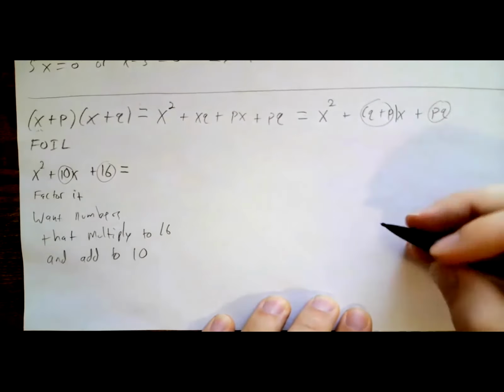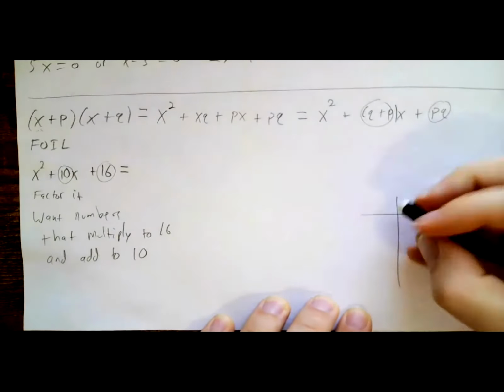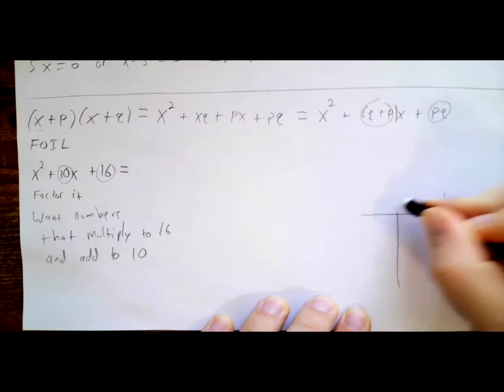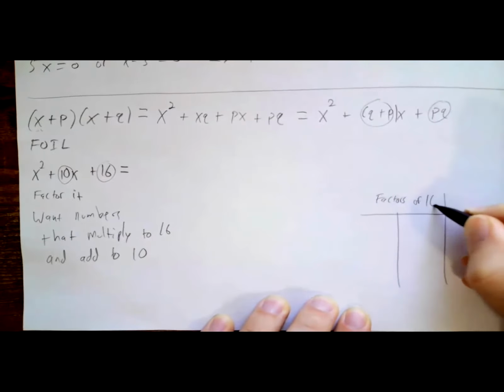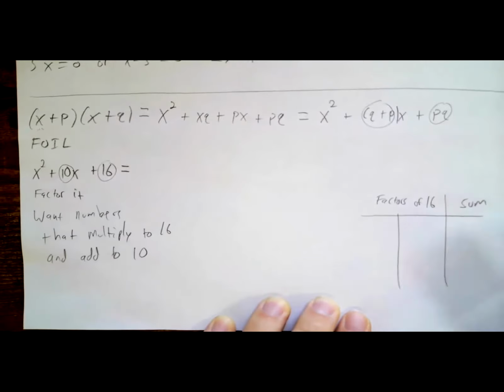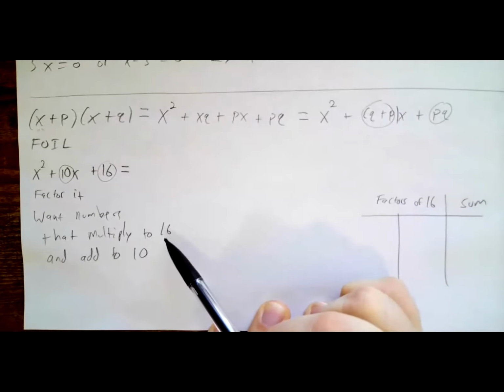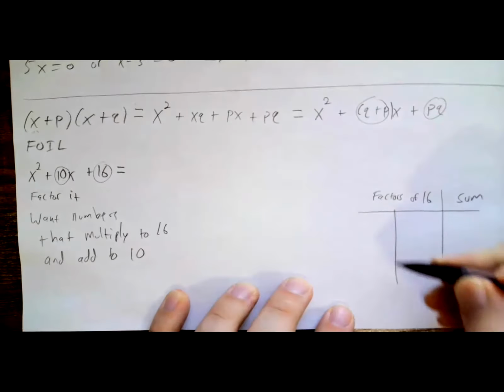And so to help us organize that, I think it's a nice idea to have a little chart. So here you can put your factors of 16, and here you can put their sum. So you're searching for numbers that multiply to 16. Whenever you have two numbers that multiply to 16, those are called factors of 16. So you're looking for what are the factors of 16?